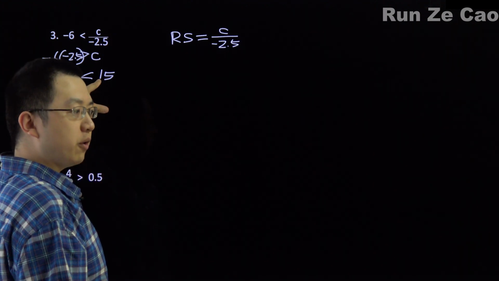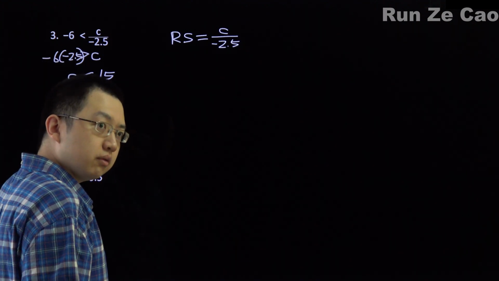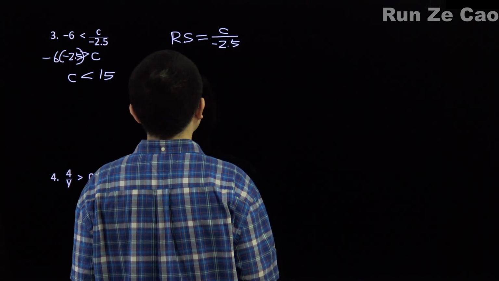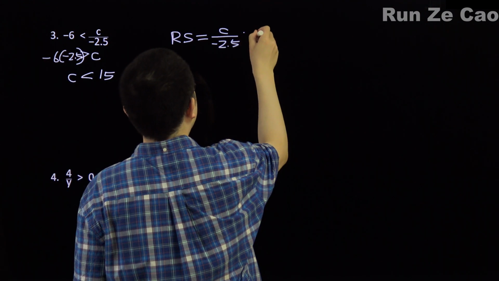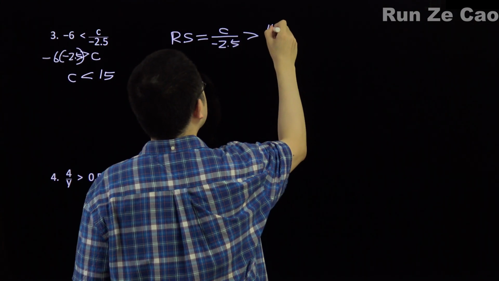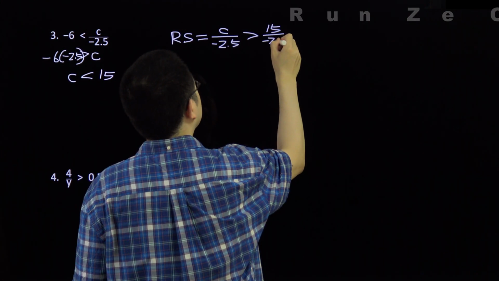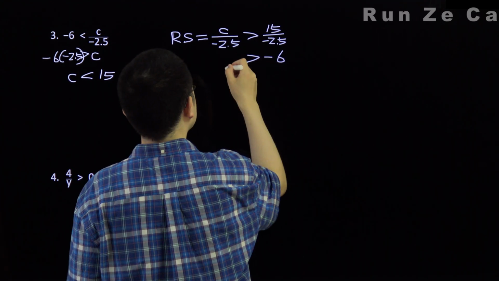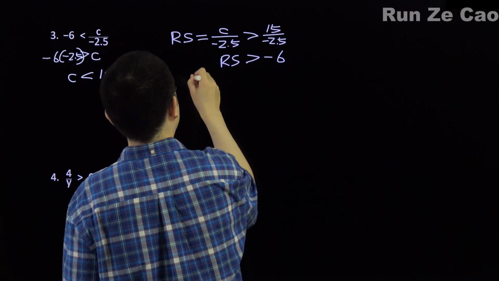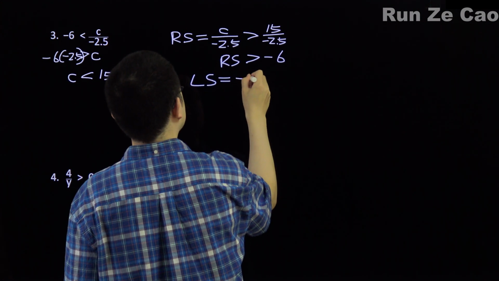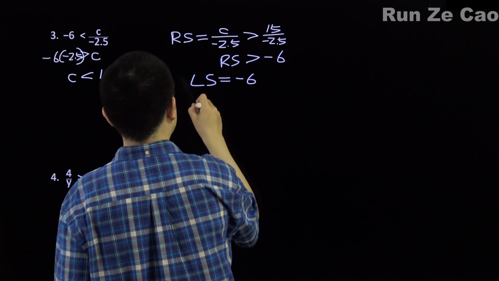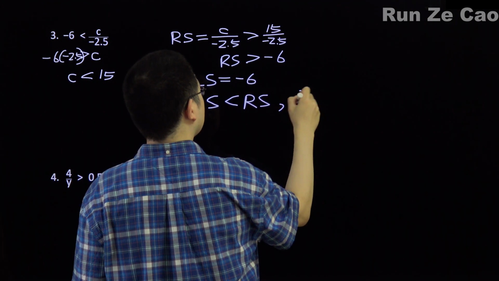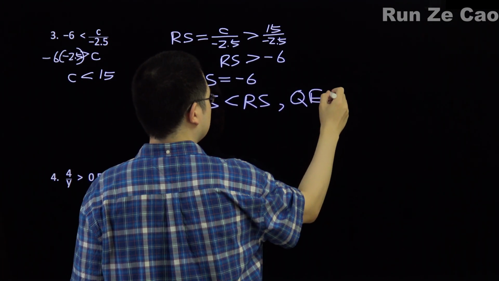And what happens if we divide both by negative 2.5? We end up with c over negative 2.5 greater than 15 over negative 2.5. So it's greater than negative 6. Left side is equal to negative 6. So left side is less than right side. Thus, quod erat demonstrandum.